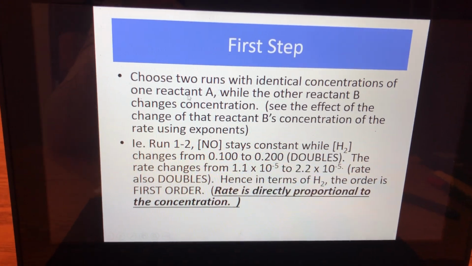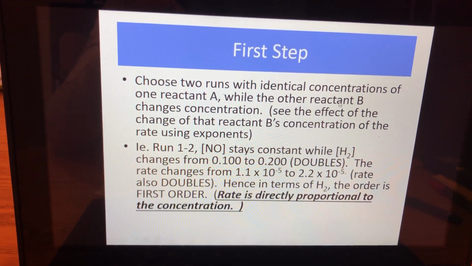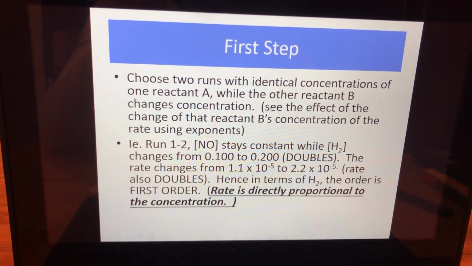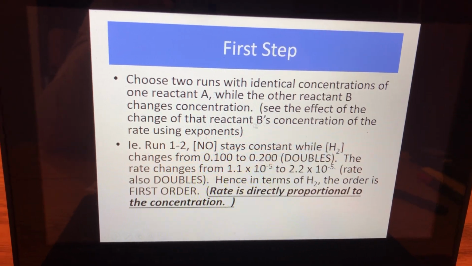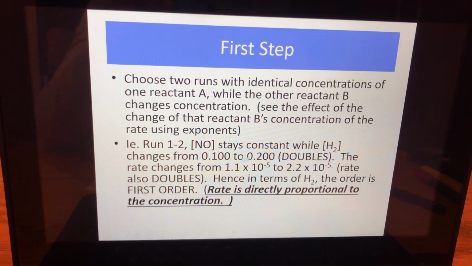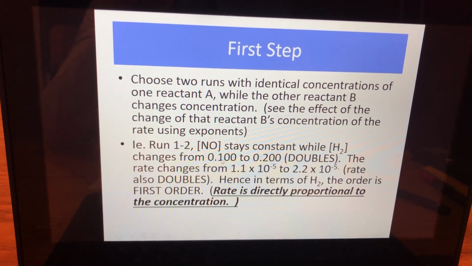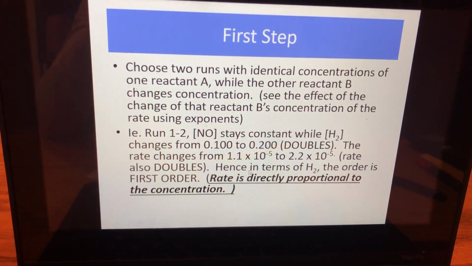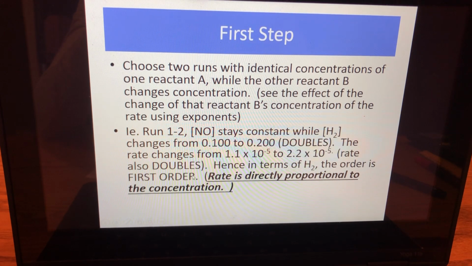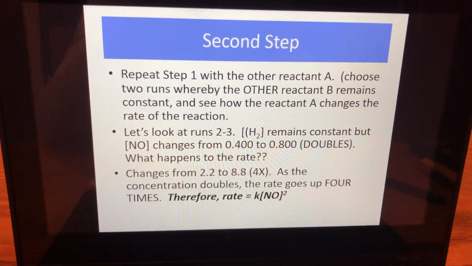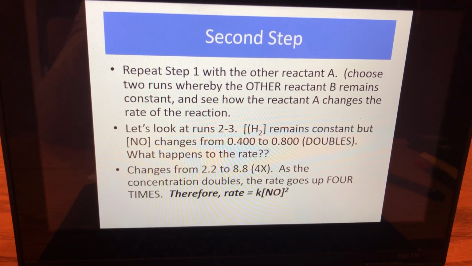It says choose 2 runs with identical concentrations of one reactant A while the other reactant B is changing, and then see the effect of that change on the rate of the reaction. So it explains that from runs 1 to 2, it was staying constant while H2 changed from 0.1 to 0.2. And then therefore the order is first order for H2. Okay, and then it explains how I did the second step too.